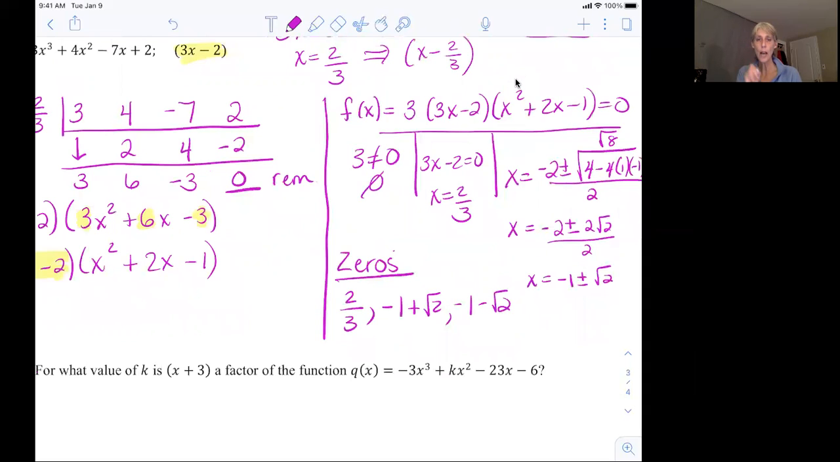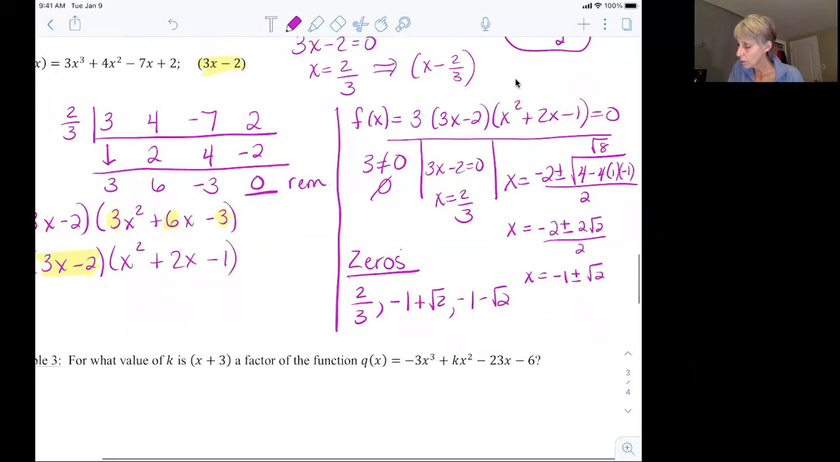But they're real numbers, and they're going to be x-intercepts. The only time you're not going to see them on your graph is when there's an i or a negative under that radical sign. So these are the factored form and my list of zeros. And that's what it's really all about today.